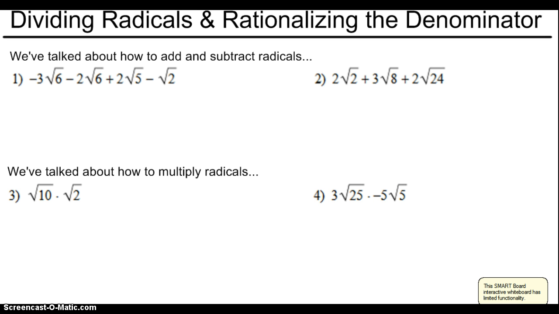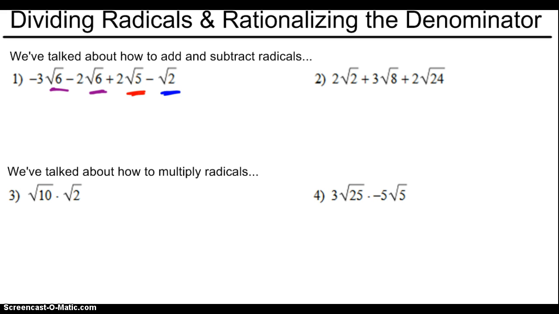Okay, let's start with number 1, 2, 3, and 4. So for number 1, we are adding and subtracting radicals. And remember, we can only add and subtract radicals that have like numbers under the radical. Remember, combine like terms. So when I look at this, I see radical 6, I see radical 6, I see a radical 5, and I see a radical 2.